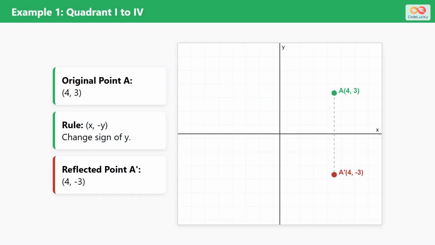Let's look at an example. Here we have point A at (4, 3). To reflect it over the x-axis, we keep the 4 the same, but we change the +3 to a -3. Our new point, A prime, is located at (4, -3).